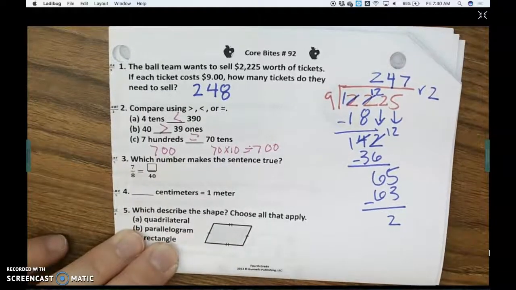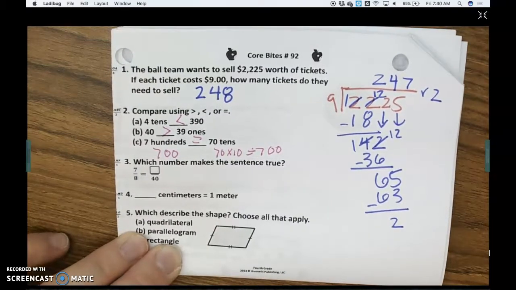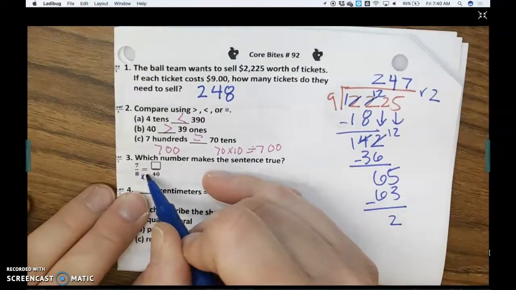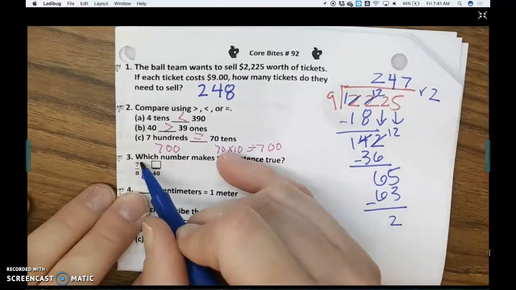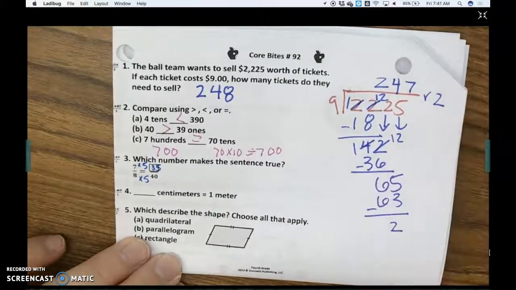Okay? And then for number 3, which number would help make that true? And so we've been doing this a lot with your fractions. So we know that 8 times 5 gives us 40. So 7 times 5 is 35. So your answer would be 35.